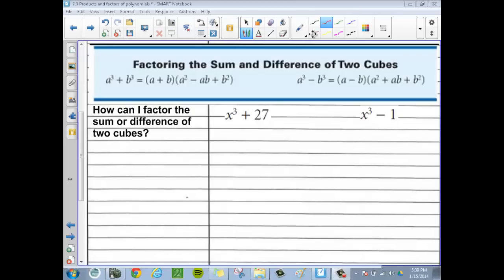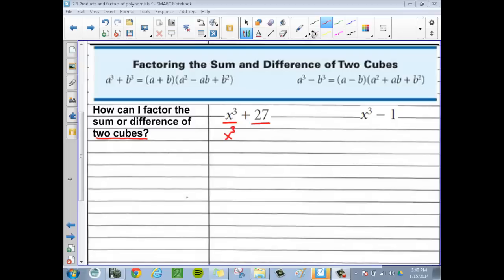Okay, the next question we're going to work on trying to figure out is how to factor the sum or difference of two cubes. Well, the first step you need to do is identify that it is a sum or a difference of two cubes. And usually it's going to be set up something like this. Here we've got an x to the third, and here we've got a 27. Well, x to the third is a cube because it's to the third power.